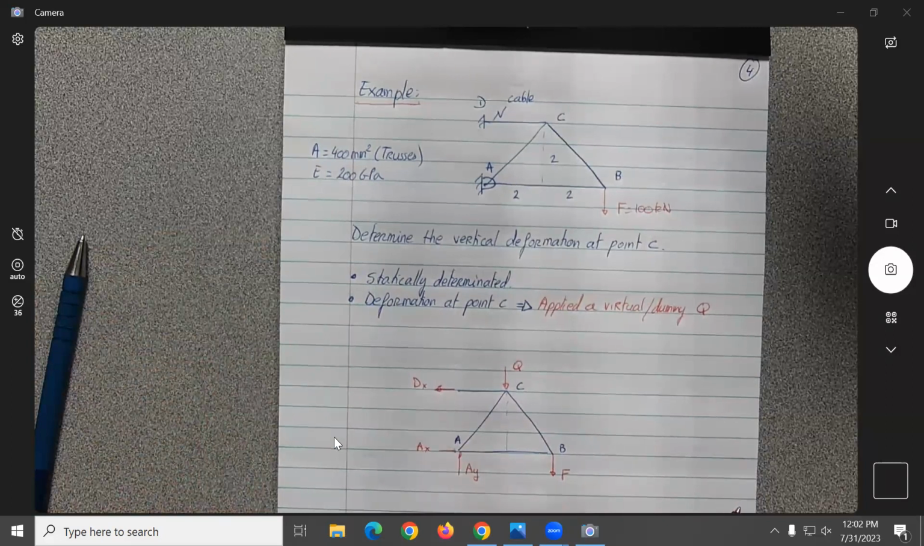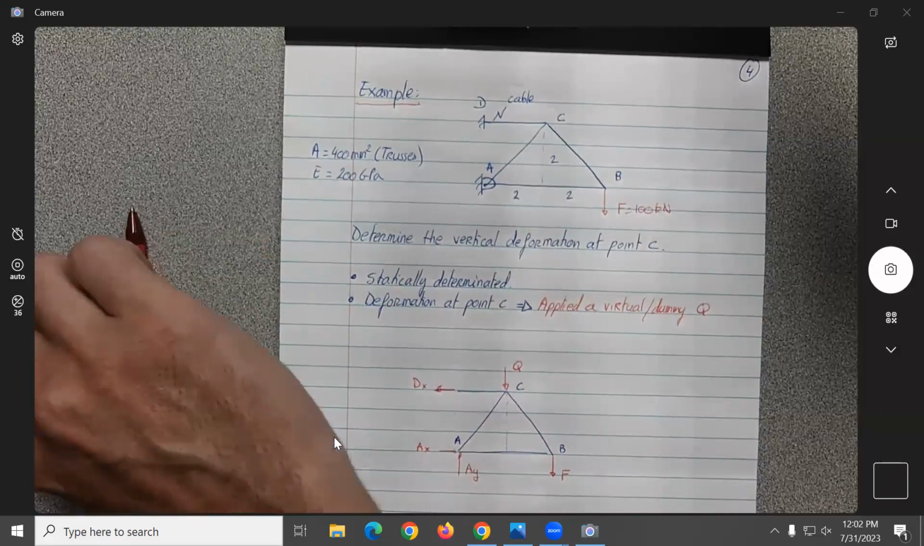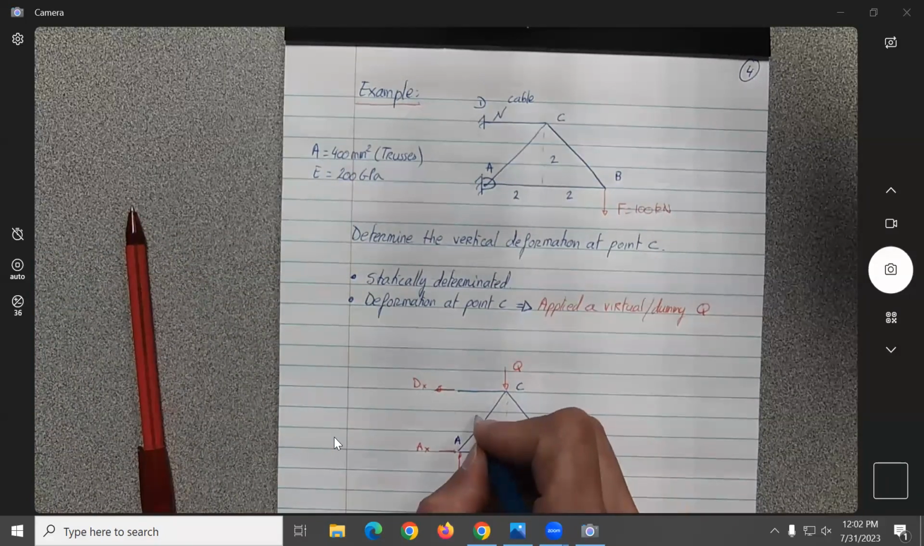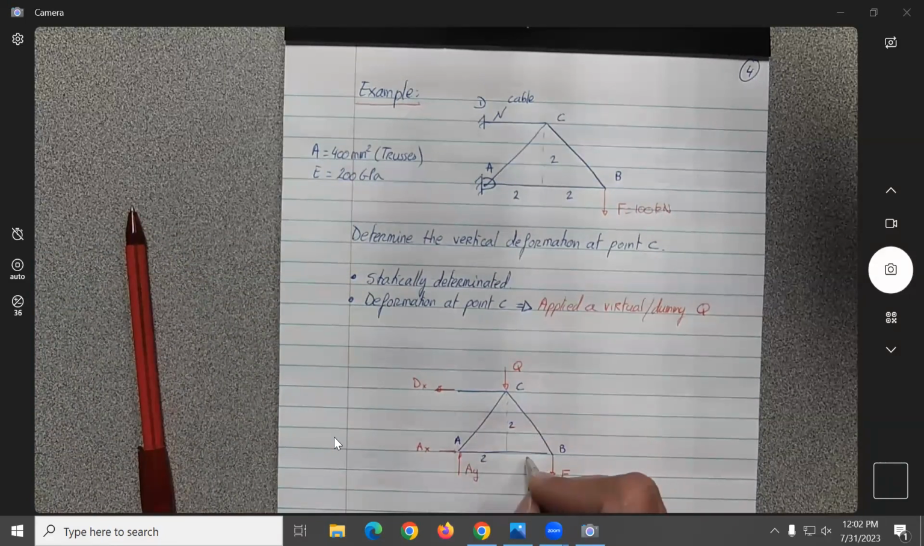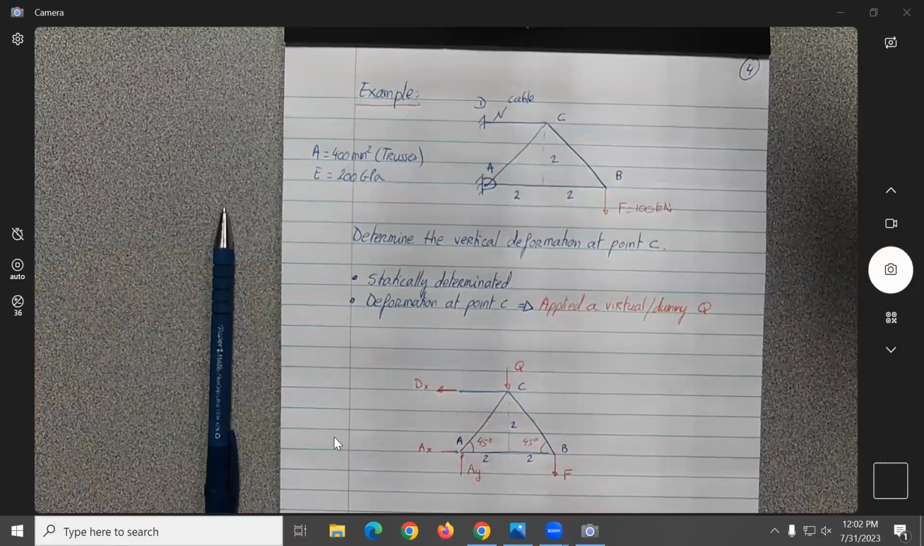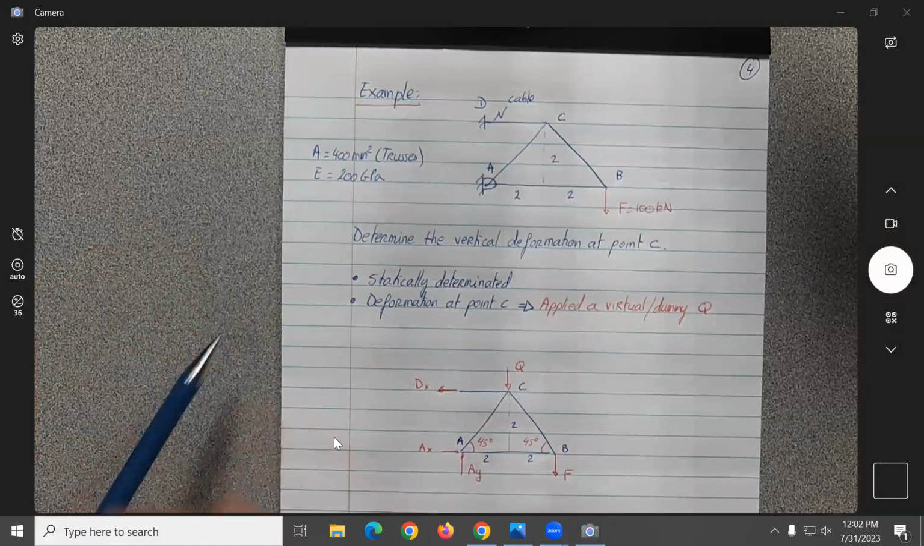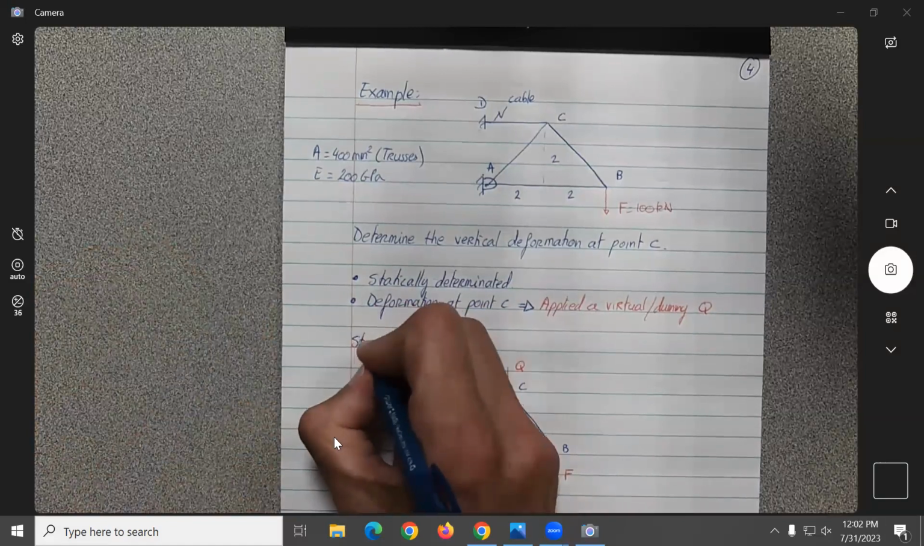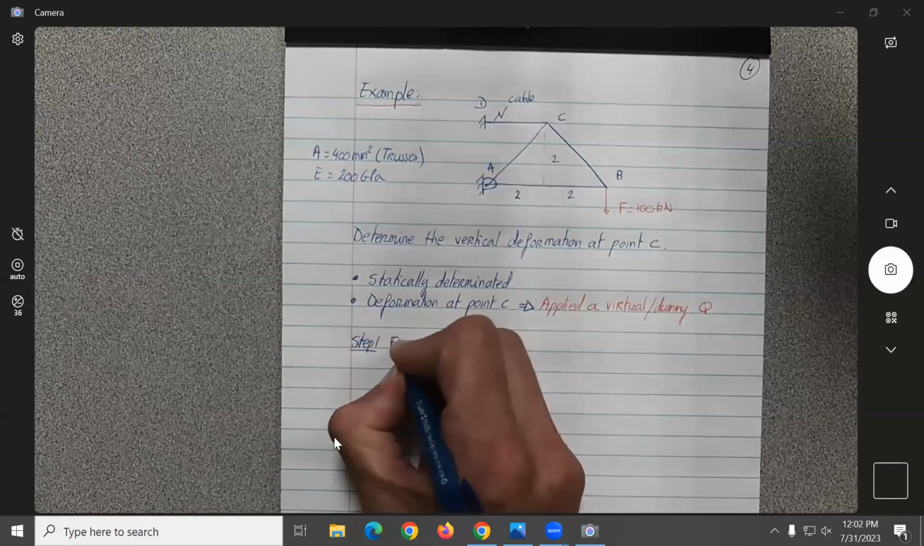All right. And remember, this is 2 meters. This is 2 meters. This is 2 meters. So that makes it a similar triangle. So all these angles will be what? 45, 45. So that's it. That's all. So like always, first step, you need to do a figure. So step one, like always, free body diagram.